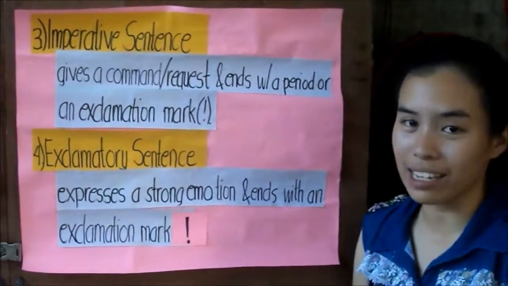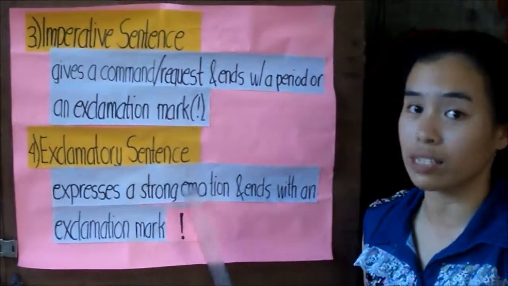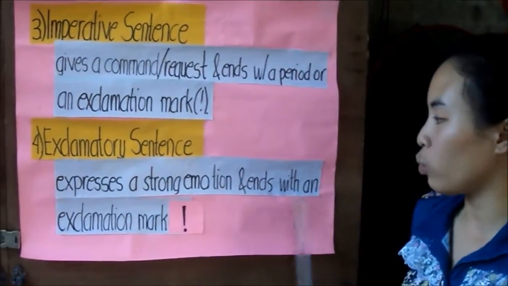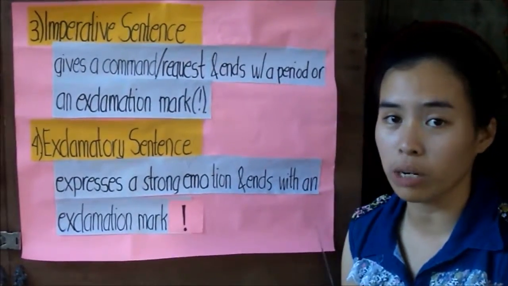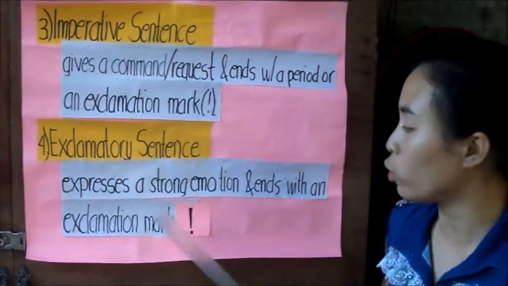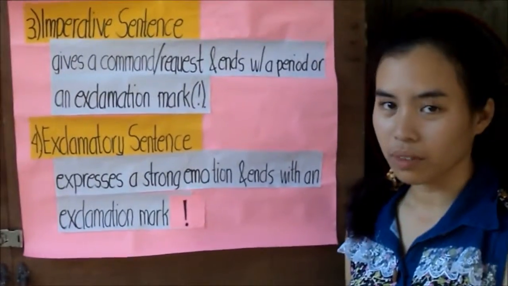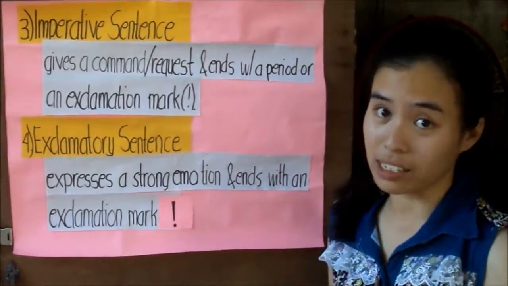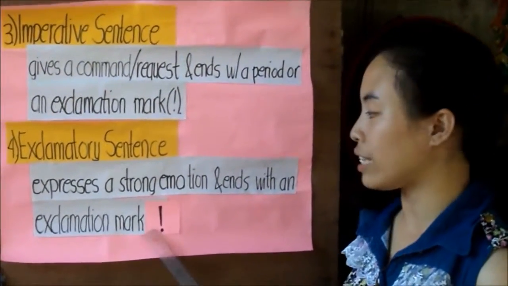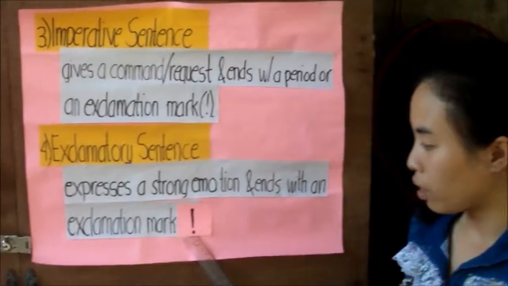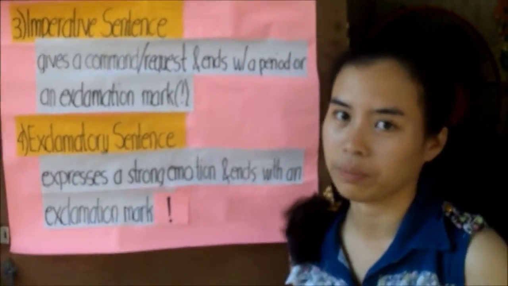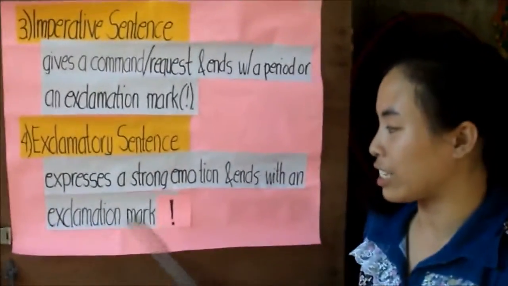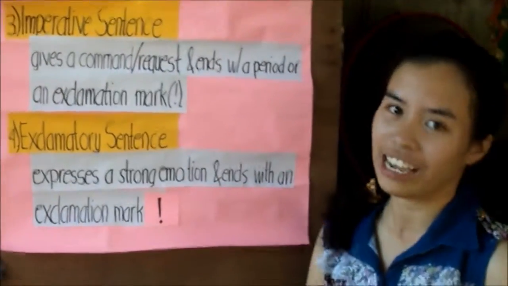And the last kind of sentence according to function is the exclamatory sentence. An exclamatory sentence expresses a strong emotion and ends with an exclamation mark. An exclamation mark, just like in the imperative sentence, looks exactly like this. For example, oh my God, the baby is falling. At the end of that sentence, you can see an exclamation mark like this. Another example, yikes, not again. After the word yikes, you can also see an exclamation mark.